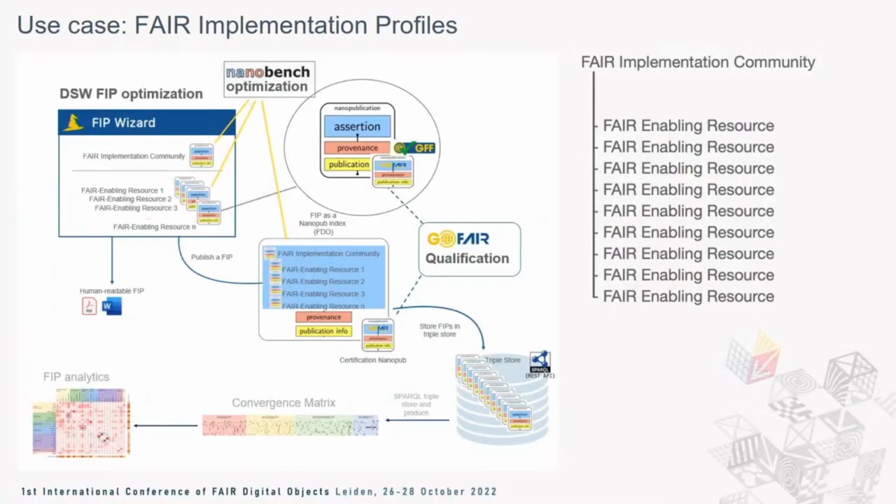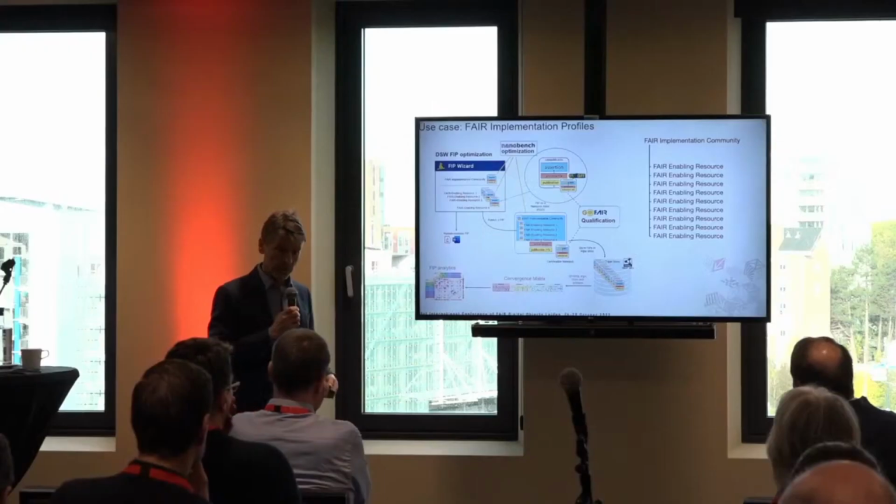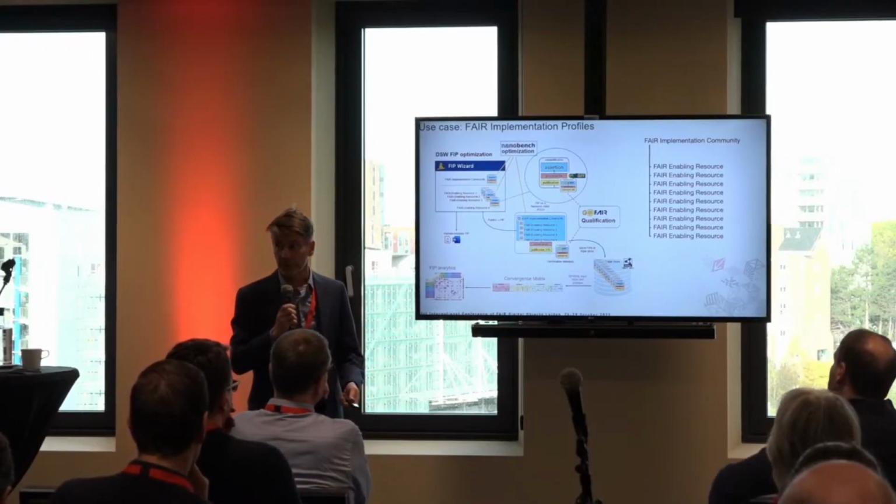I'm going to go to a use case now. We've been working in the GO FAIR Foundation to try and find ways to catalyze convergence on FAIR implementations. Part of this is what we call the FAIR implementation profile. And this is simply asking communities of practice to define themselves as an implementation community. And then for each of the FAIR principles, give us a list of the technology choices that you have used to implement each of those FAIR principles.